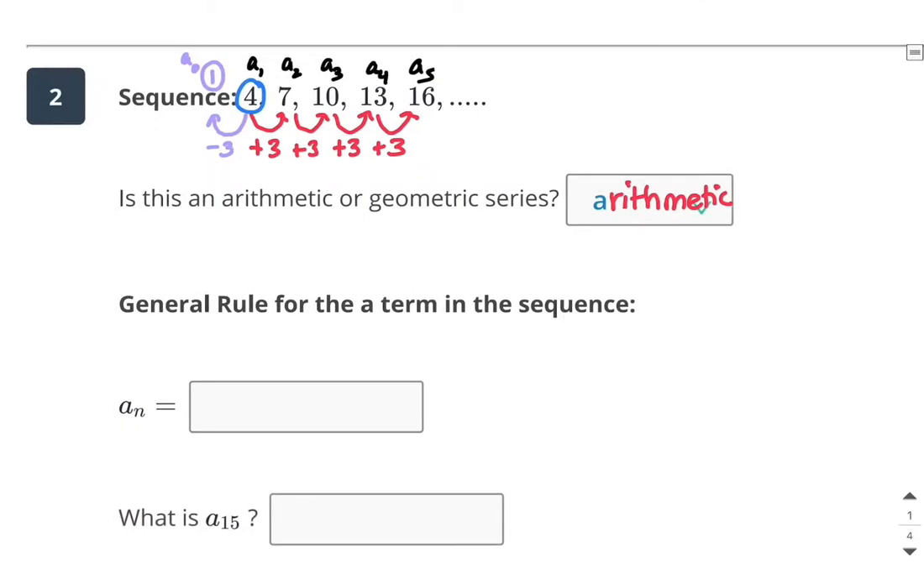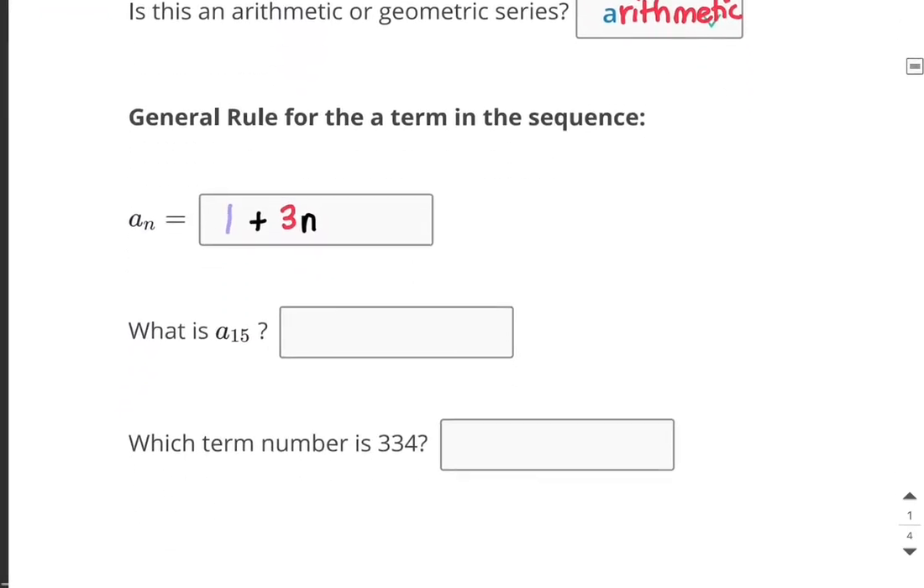And for a sub 0, that's what I'm going to use in my formula. I have then 1 plus, I take my common difference, which is 3. That's my constant rate of change, and I multiply 3 times the input, which is n. So it's like slope-intercept form. 3 is like my slope, and a sub 0 is like my y-intercept.